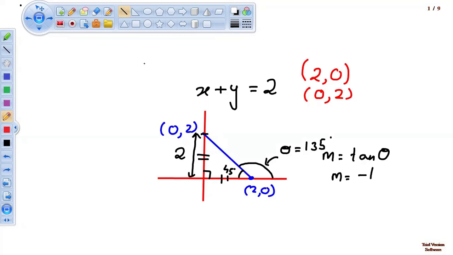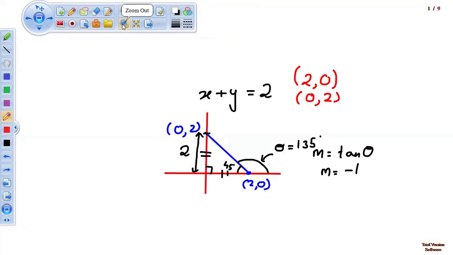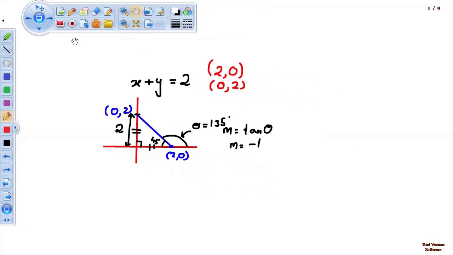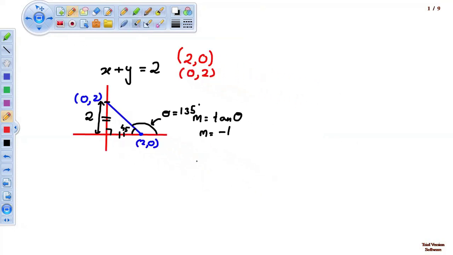We can represent this line in slope-intercept form and then find the value. Slope-intercept form is y is equal to mx plus c. Here c represents our y-intercept and m is the slope. So this is a general form of equation. We can form any equation in this form.